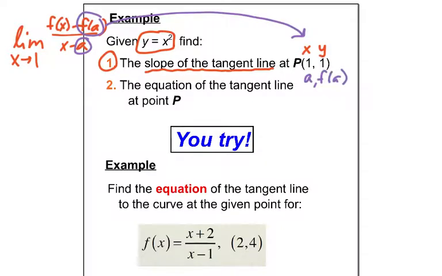Both, in fact, happen to be 1 and 1. That's just because of the point we picked. But x and y generally relate to a and f of a. X is a, and the y value is f of a. Okay, so let's plug that in.